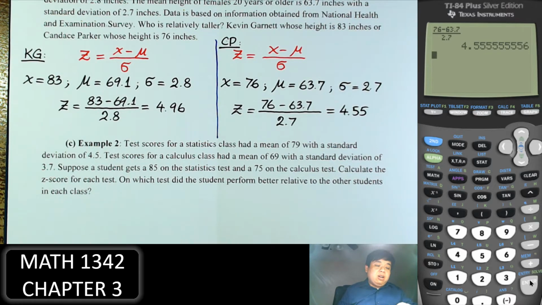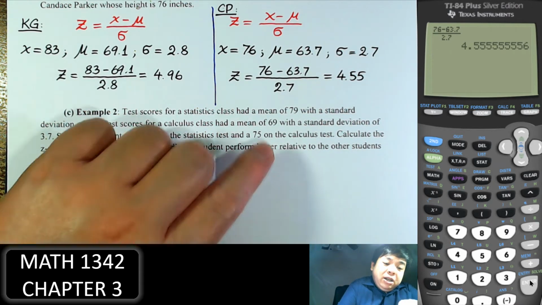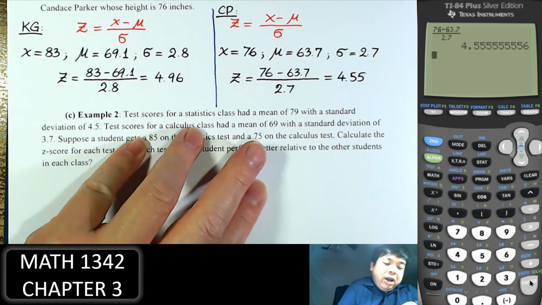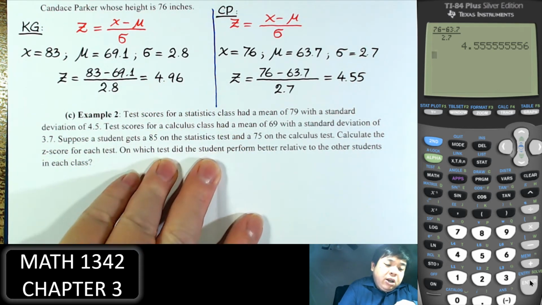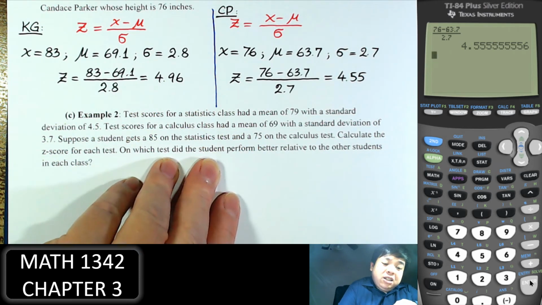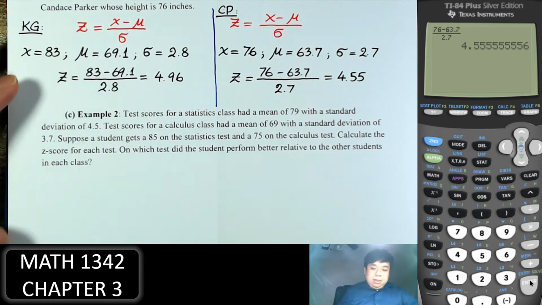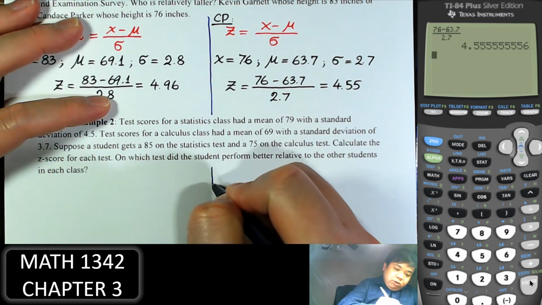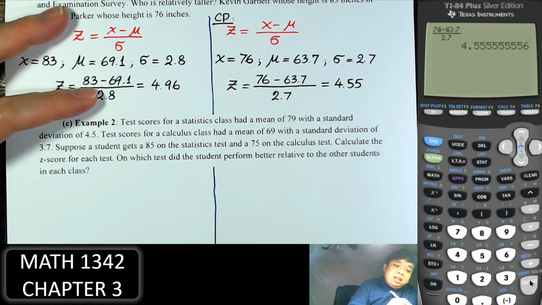Right, that's another example here. The test score for the statistics class had a mean of 79 and standard deviation 4.5. The test score for calculus had a mean of 69 and a standard deviation of 3.7. A student has 85 on the statistics test and 75 on the calculus test. Which one is better? Right, so again, divide into two columns, one for statistics and the other one for calculus.